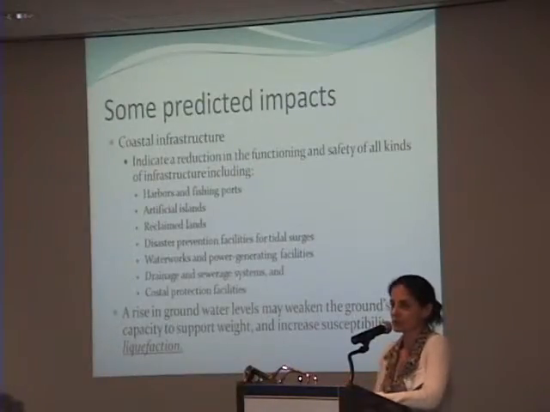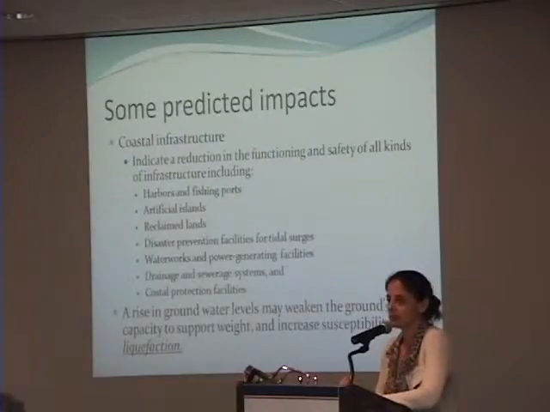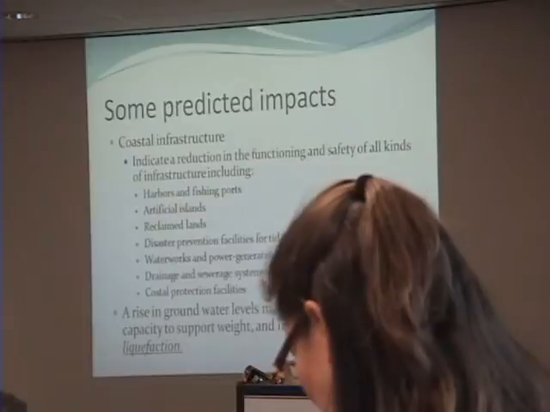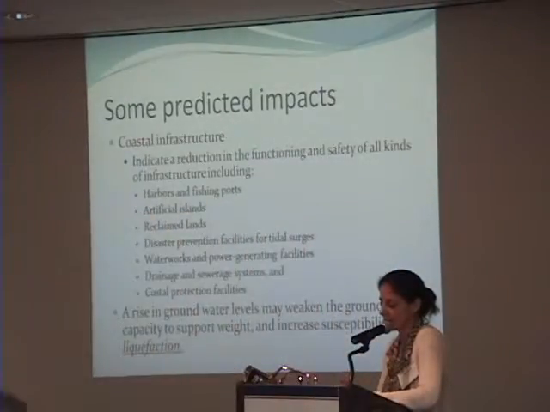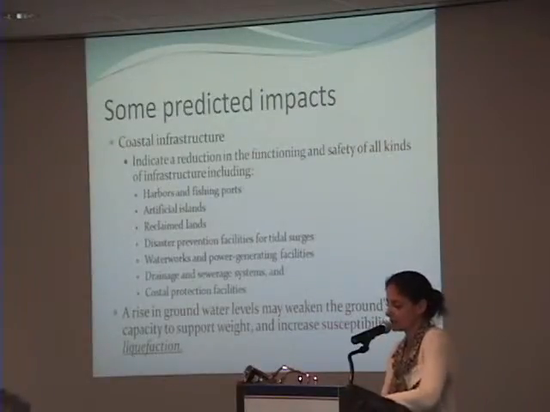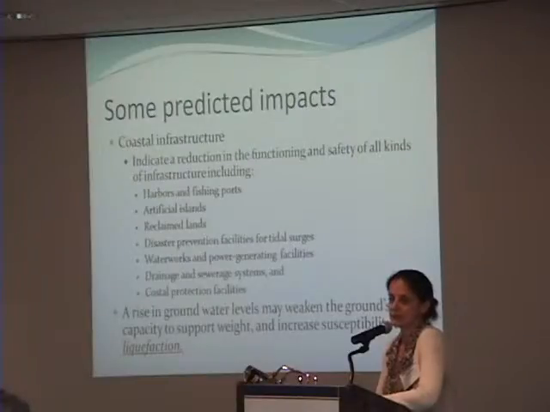As far as coastal infrastructure is concerned, some of the predicted impacts indicate that there will be a reduction in the functioning and safety of all kinds of infrastructure, including harbors and fishing ports, artificial islands, reclaimed lands, disaster prevention facilities for tidal surges, waterworks and power generating facilities, drainage and sewage systems, and coastal protection facilities. Also, a rise in sea level may weaken the ground's capacity to support weight and thus increase the susceptibility to liquefaction. And this is going to affect all the infrastructure that we have built on these areas.